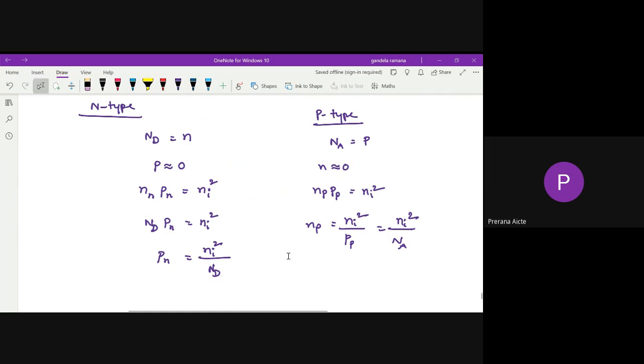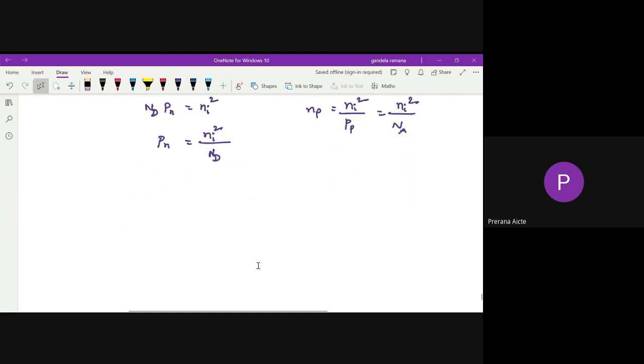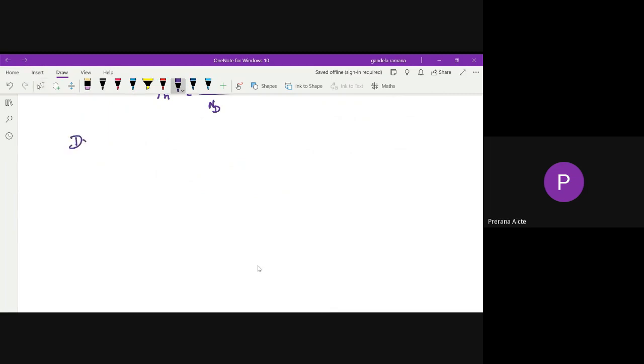So what is the drift current density? Now we want to see the drift current density. We know very well that I is equal to charge by time, that is Q by T. We can also write it as E by T.